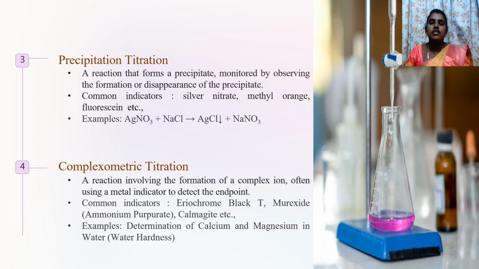Third type of titration is the precipitation titration. The reaction involves the formation or disappearance of the precipitate. Common indicators used for this type of titration are silver nitrate, methyl orange, fluorescein, etc. An example is silver nitrate reacting with sodium chloride, which gives silver chloride plus sodium nitrate. At the end point, silver chloride forms a white precipitate, which indicates the precipitation titration.